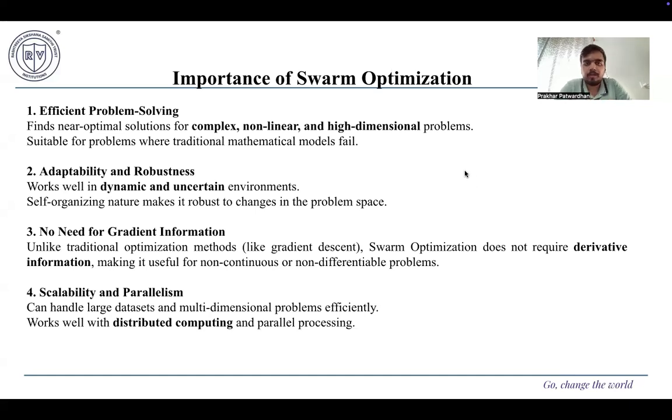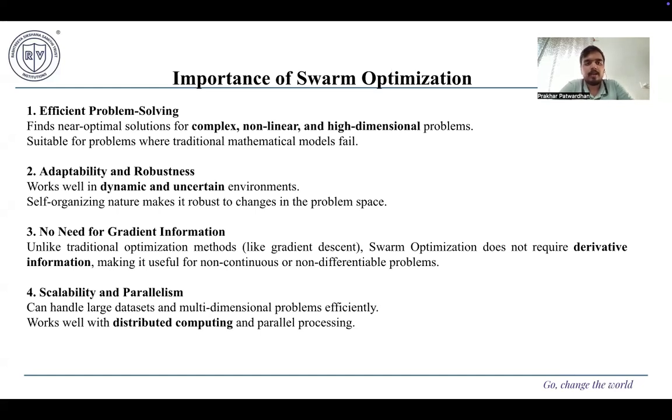So coming to the importance of swarm optimization, the first one is scalability and parallelism. It can handle large data sets and multi-dimensional problems efficiently. It works well with distributed computing and parallel processing. Second one is no need for gradient information. Unlike traditional optimization methods, swarm optimization does not require derivative information, making it useful for non-continuous or non-differentiable problems.